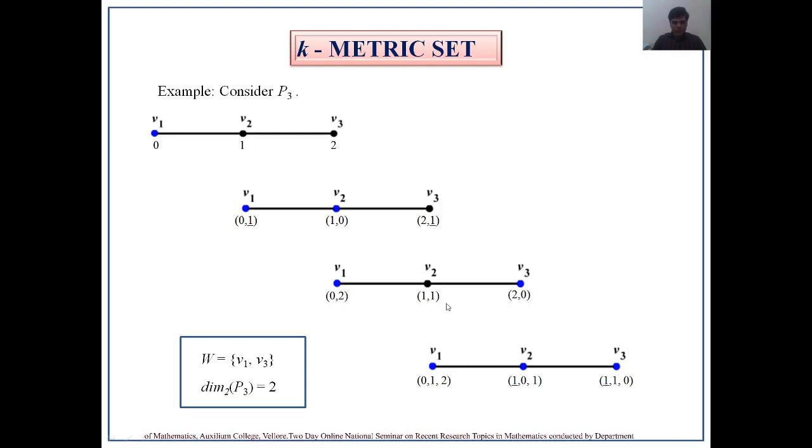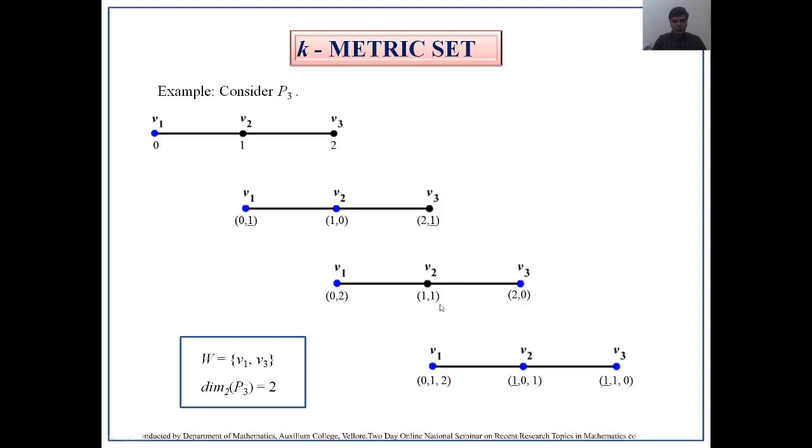Second coordinate and the second coordinate of V3, there is variation. And also we need to compare now V2 and V3. First coordinate there is a variation, second coordinate there is a variation. Yes, in two places in the representation there is variation. Therefore I can say that the set containing V1 and V3 is a two metric set.